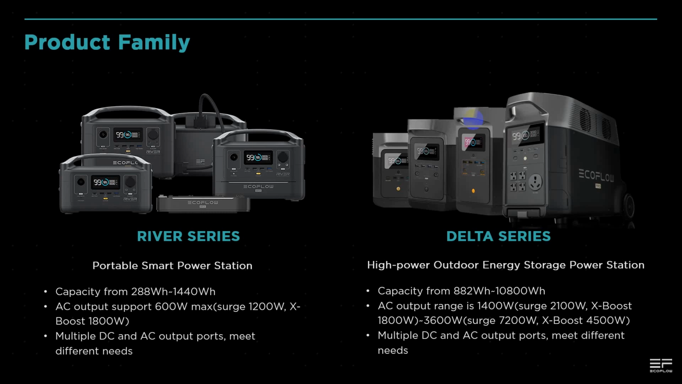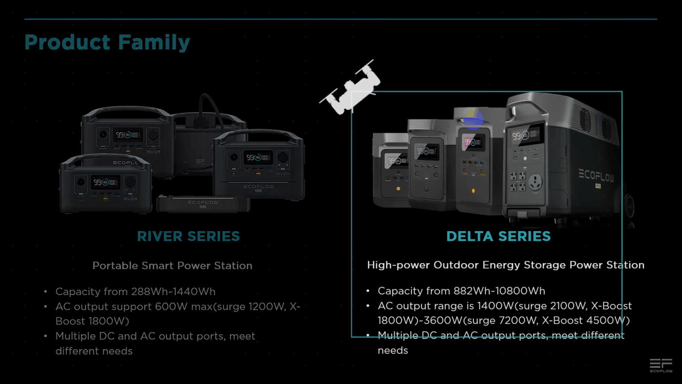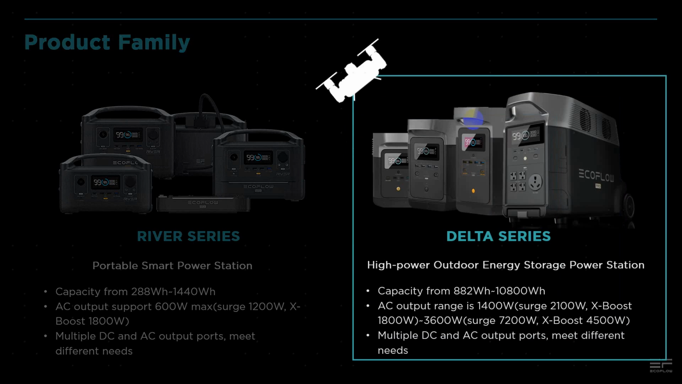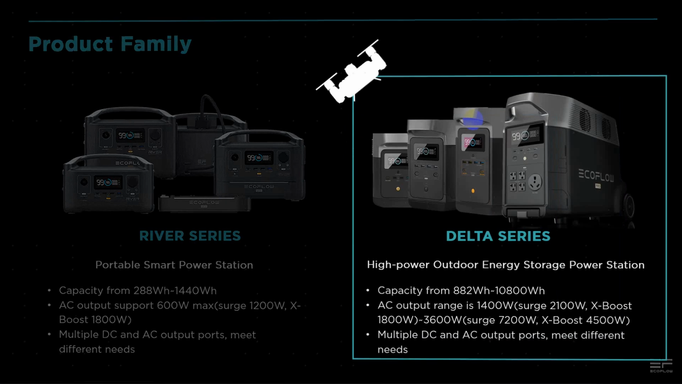Delta series can be regarded as high-power outdoor energy storage power station, capacity from 882 watt-hour to 10,800 watt-hour, with 1,400 watts to 3,600 watts maximum AC output. Also, all of our products can meet multiple DC and AC power demands. Due to its bigger capacity and higher AC output power, I will choose the products from our Delta series to give the solution for surveying drones.